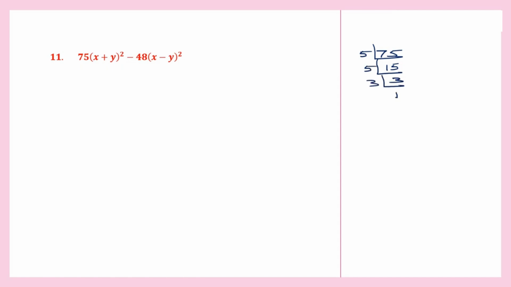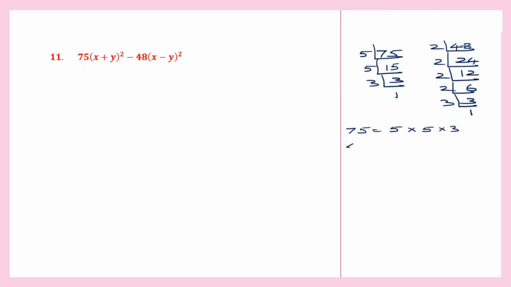Now similarly, let's find the prime factors of 48. 2 into 24 is 48, 2 into 12 is 24, 2 sixes are 12, 2 threes are 6, and 3 ones are 3. Now the prime factors of 75 are 5 into 5 into 3. The prime factors of 48 are 2 into 2 into 2 into 2 into 3. What is common to both? 3 is common to both, isn't it? So I can put that 3 outside. Then I have to have the other numbers within brackets.